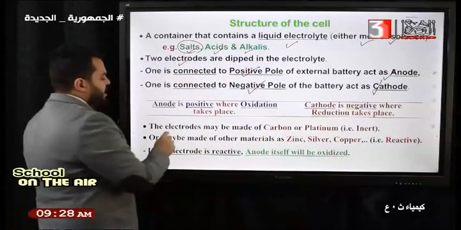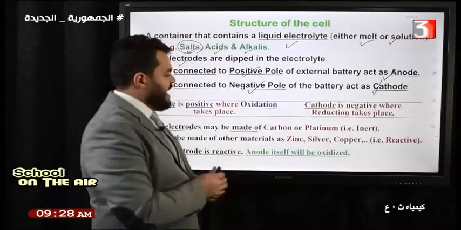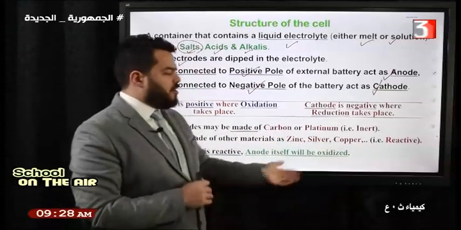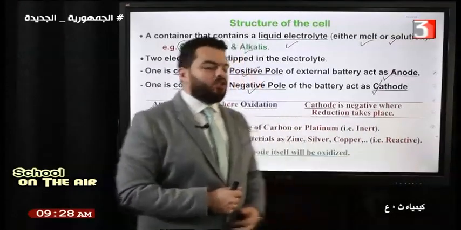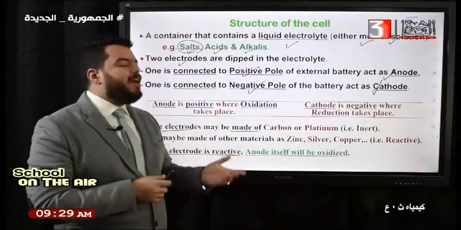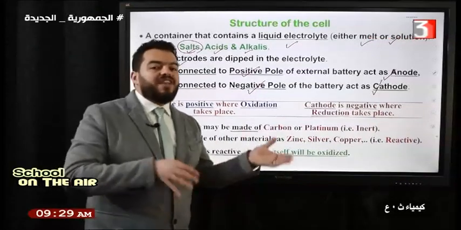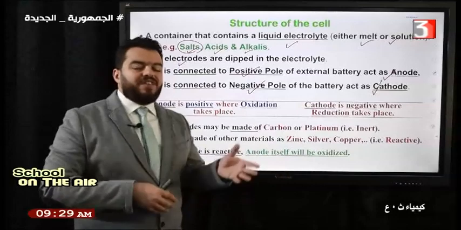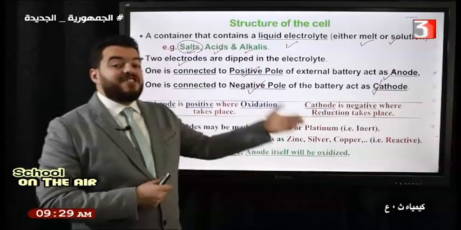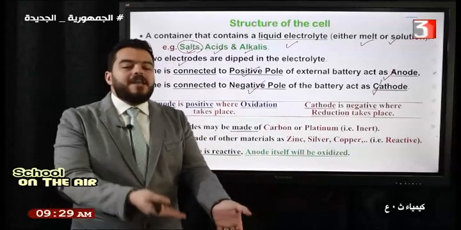Also, note that the electrode may be inert, such as carbon or platinum, or may be reactive, such as zinc, silver, copper, or any other metal. What is the difference between the inert and the reactive electrodes? The inert electrode will not be oxidized. It will only help the electrolyte to be electrolyzed, separated into positive and negative ions. But with reactive electrodes like copper, zinc, and silver, the electrode itself is oxidized or reduced.